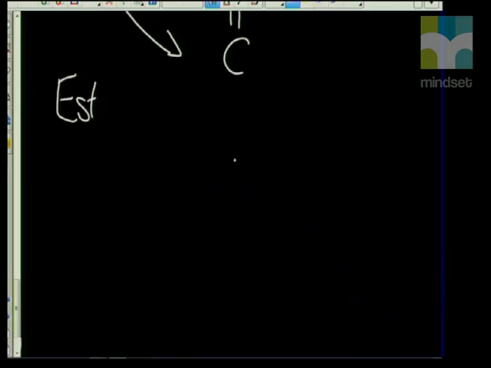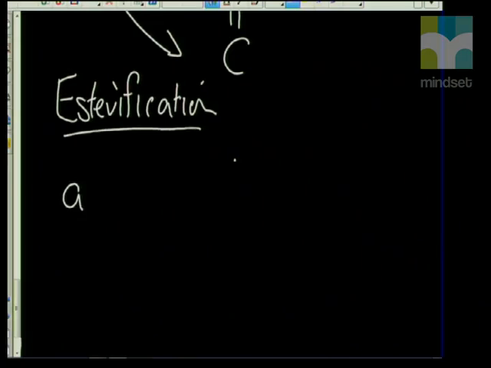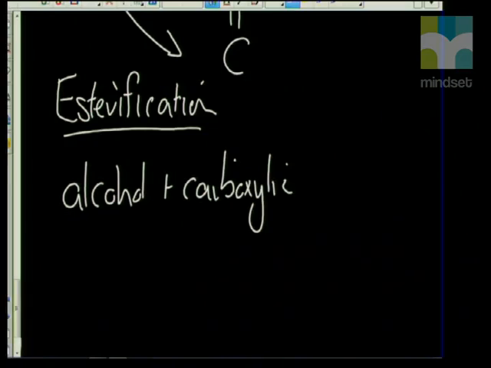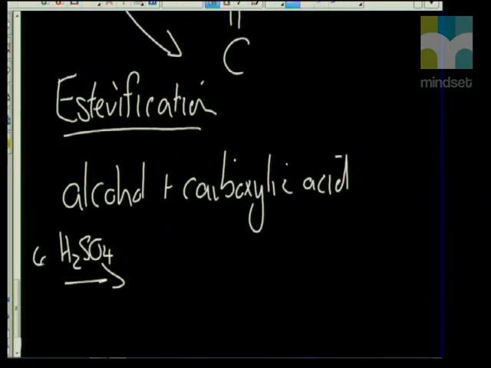The other example that you might be familiar with, a type of reaction that you need to revise, is esterification, where if you take an alcohol plus a carboxylic acid, you get, in the presence of concentrated sulfuric acid, which acts as the catalyst, an ester plus water. Very important that you go through that and you understand exactly what's happening there.